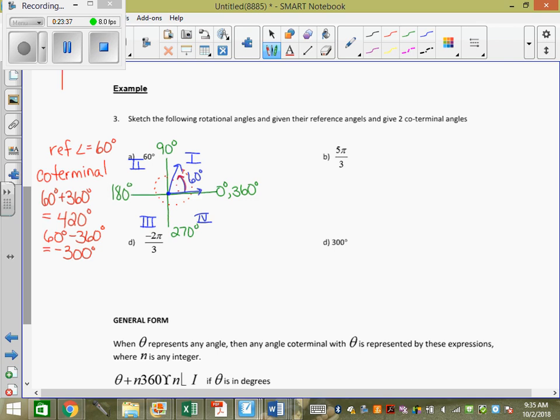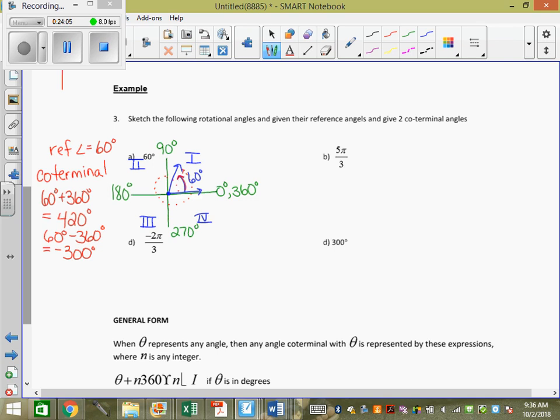You could, yes, you could keep going. So what they'll tell you, the reason how they'll narrow you down, is they'll either give you a domain for the coterminal angle, so they'll say between 360 and 720, or they'll only give you A, B, C, D options on your test, and they'll only have one of them be the actual coterminal, right? So you have to figure it out.